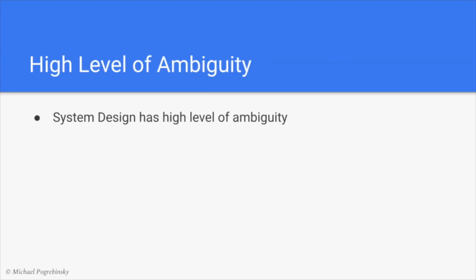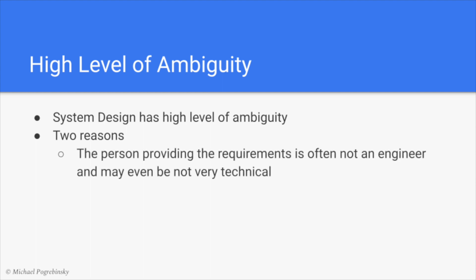The second challenge and difference from what we're normally used to is the level of ambiguity. The reason for this ambiguity is twofold. First of all, in many cases, the requirements are not even coming from an engineer, and sometimes they're not even coming from a very technical person. So the client or product manager may ask for something very high level, and it's our responsibility to transform those requests into precise and technical requirements. Those technical requirements will serve as the foundation for building our software architecture.